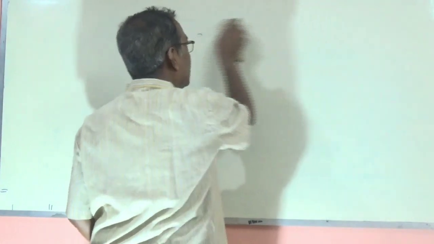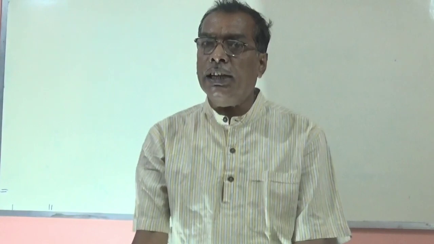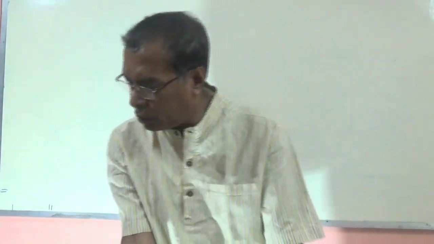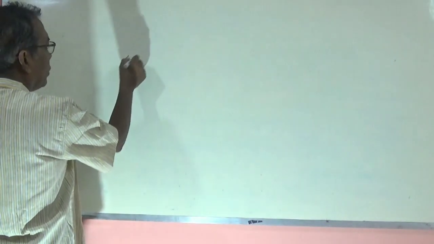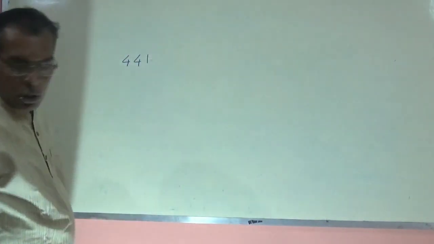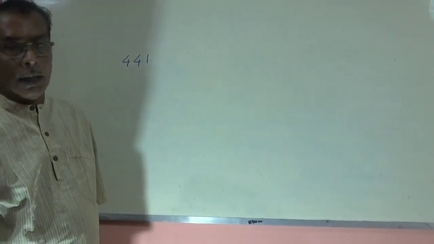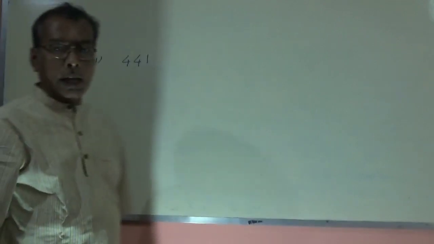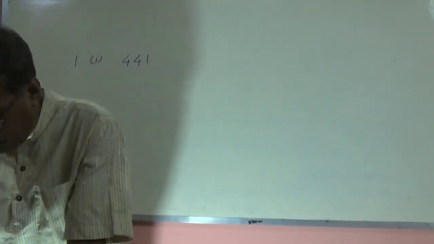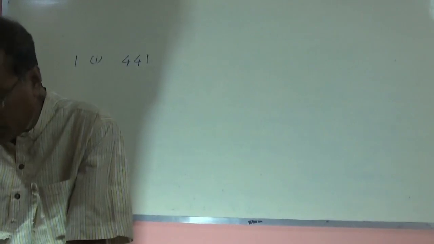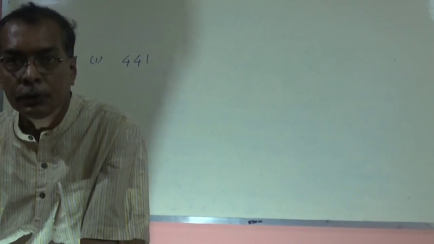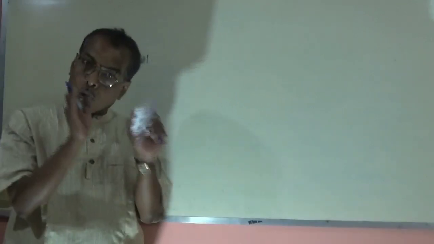Suppose any number is there, and we want to check if it is a perfect square or not. Say, as for example, 441. I am taking one question from your book, from exercise 3A, question number 1. They are asking you that by using the prime factorization method, find which of the following numbers are perfect squares. So you will have to check, you have to show.